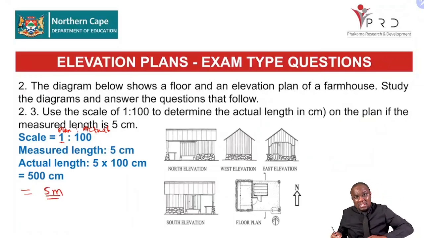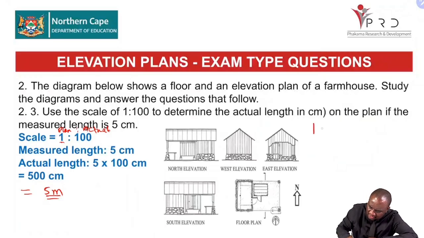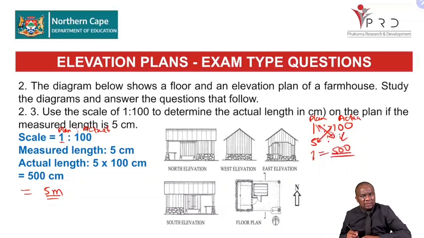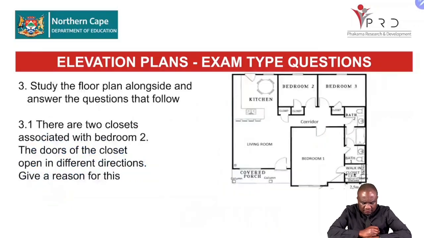There's another method you can use called cross multiplication. Maybe some of you have used that. This one, I like it because I don't even need to think. I know this side is plan, this side is real or actual. I have plan here 5. I put here what I'm looking for, length. I put L for length. Then I just cross multiply. This times this is equal to this times this. So 1 times length is length. Then 5 times 100, 500. Done. Okay? All right. And then study the floor plan alongside and answer the questions that follow.